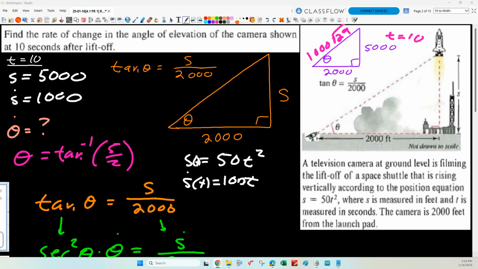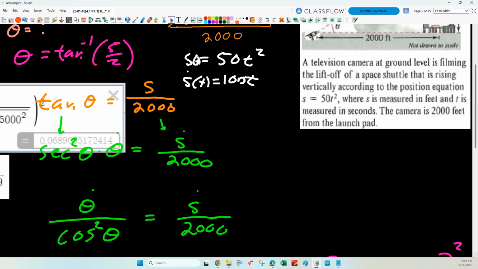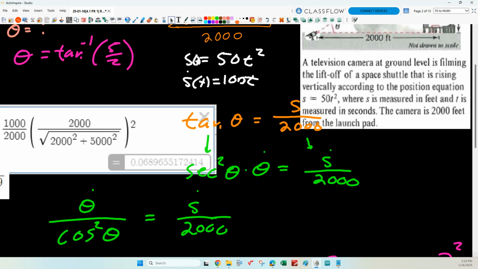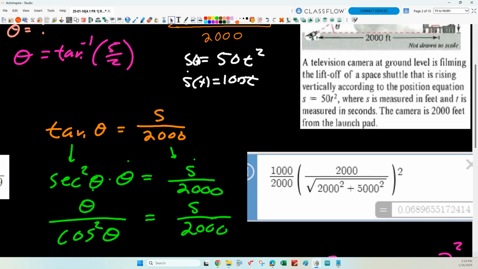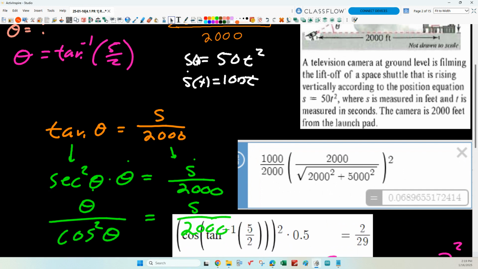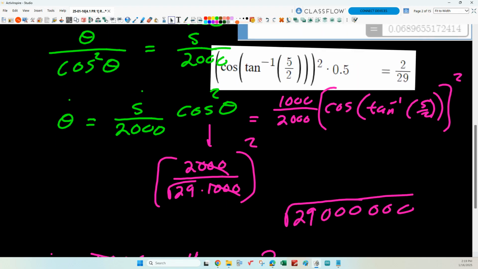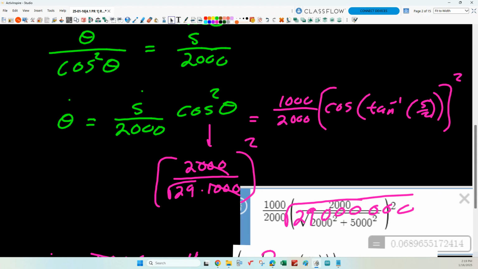So we'd get 2/29 radians per second. I hope that's right. Oh, here are the answers. Let's see. Well, there it is, 2/29. We're good. I'll put this down here for our notes.